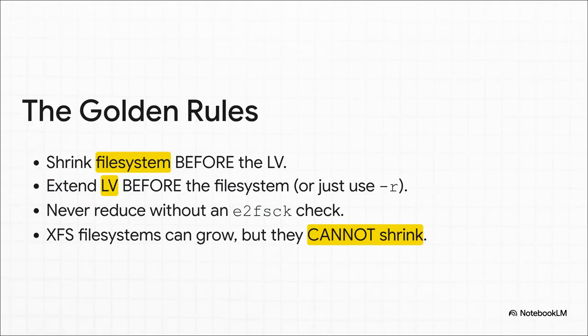Just remembering this one fundamental difference will save you a world of trouble. So here they are, the big takeaways. Number 1, always shrink the file system before the logical volume. Number 2, always extend the logical volume before the file system. Or better yet, just use -r and let it do it for you. Number 3, always run that file system check before you even think about shrinking. And a little bonus pro tip, if you're using the XFS file system, just know that while you can grow it online, you can't shrink it at all, so you gotta plan ahead.